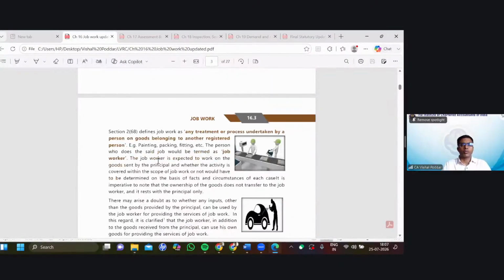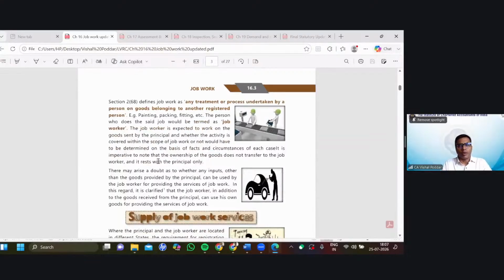So what are these provisions? We will go one by one. First, we start with the definition. Section 2 clause 68 of the CGST Act defines job work as treatment or process which is undertaken by a person on goods belonging to another registered person.